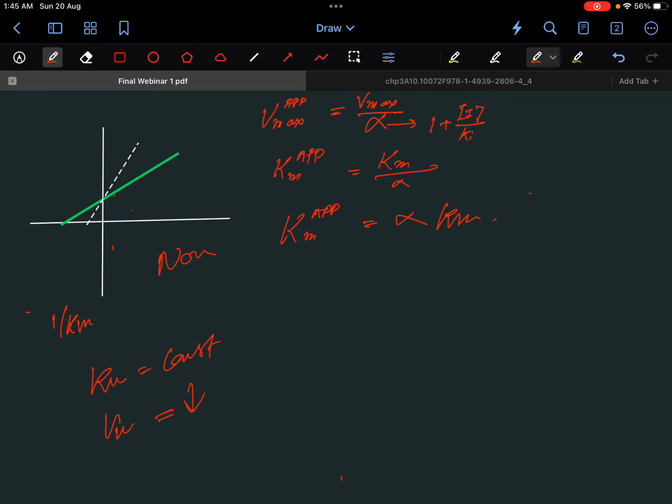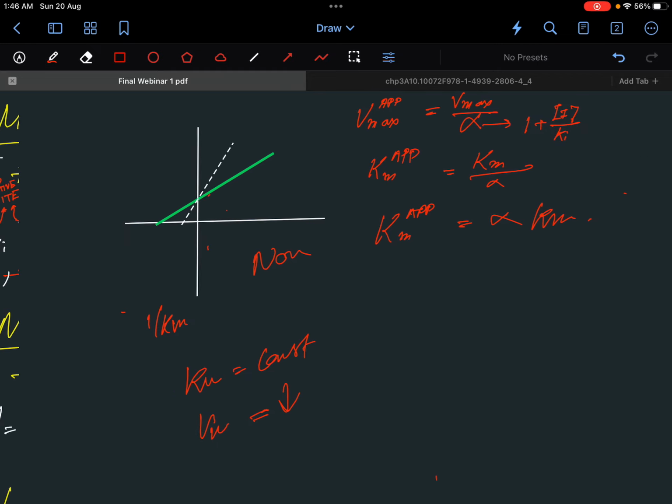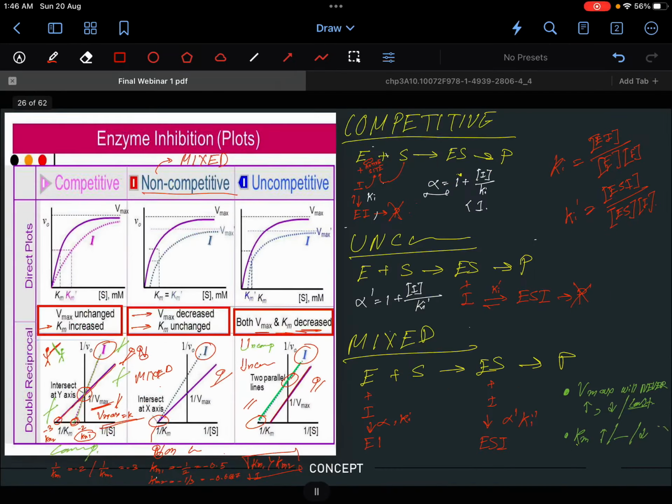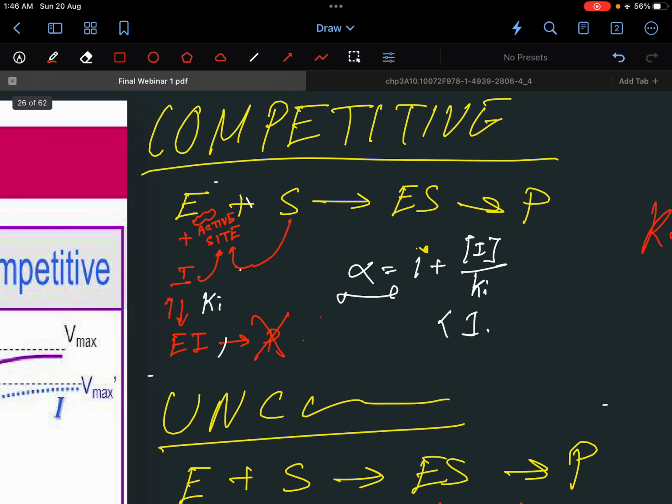Okay, so when is Km increasing? Again, close your eyes. You can see that in competitive inhibition the Km is moving towards zero, so Km is increasing. And what happens in competitive inhibition? In competitive inhibition, there is a concept of alpha, right? Let me zoom in. Okay, so in competitive inhibition there is a concept of alpha, not alpha dash.